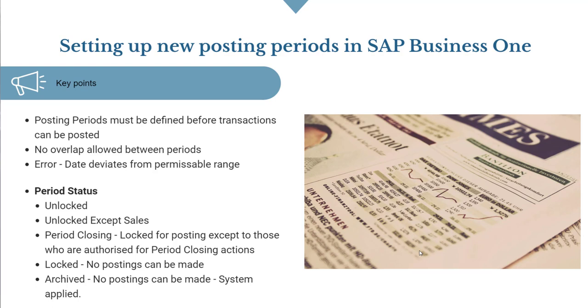Some of the key points to be noted here are that posting periods must be defined before any transactions can be posted. So if yours is a new system, or if you're about to go into a new year and there are no posting periods set, then you won't be able to post any transactions. We cannot have any overlap between periods, and we're going to take a look at when you get the error date deviates from permissible range, and then we're going to take a look at the period status.